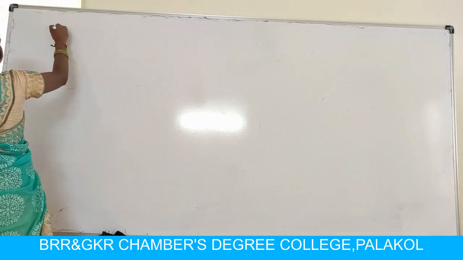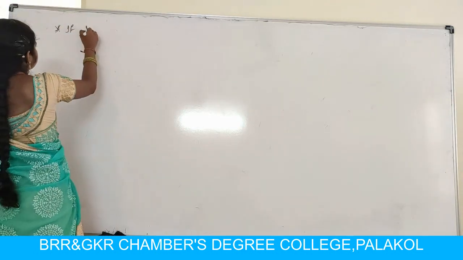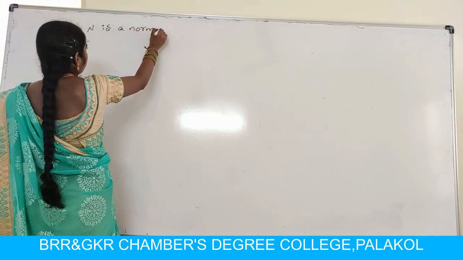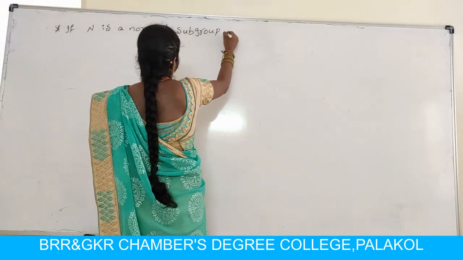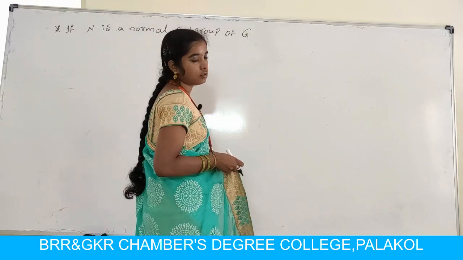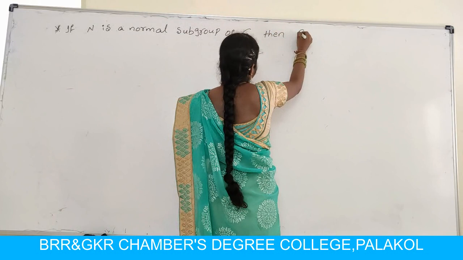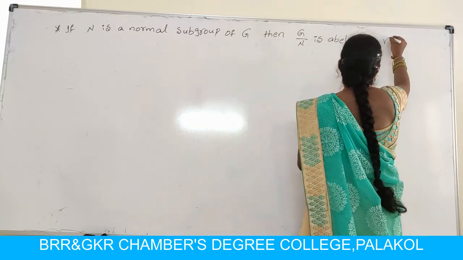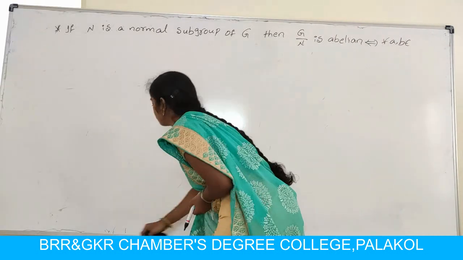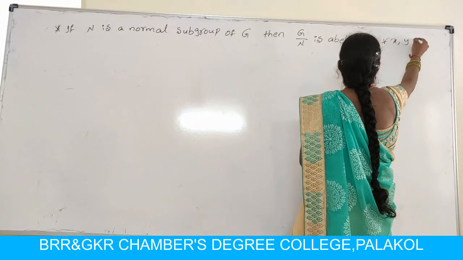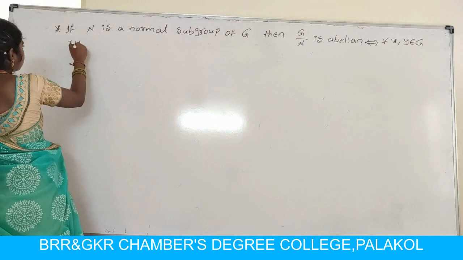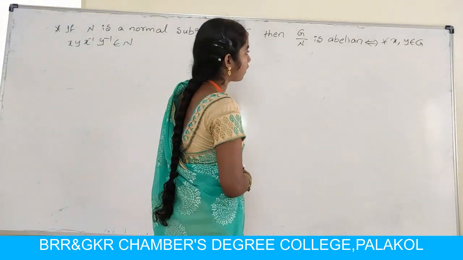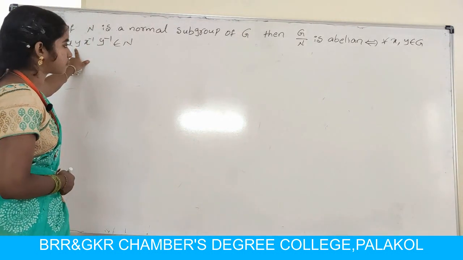So next theorem, if N is a normal subgroup of Z, then Z by N is abelian if and only if for all X comma Y belongs to Z, X Y X inverse Y inverse belongs to N. So if N is a normal subgroup of Z, then Z by N is abelian if and only if for all X comma Y belongs to Z, X Y X inverse Y inverse belongs to N.